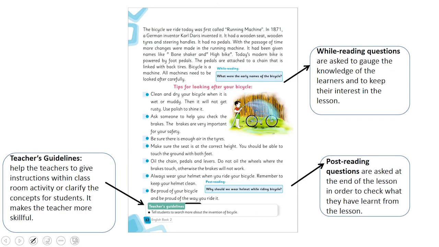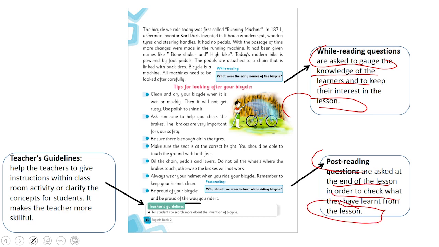While-reading questions are asked to gauge the knowledge of the learners and to keep their interest in the lesson. They are asked to check whether the students are following the story or lesson or poem, whether they are understanding, whether they are active. The post-reading questions are asked at the end of the lesson in order to check what they have learned from the lesson. At the end of the lesson, did they learn anything? Did they understand the text they have read?